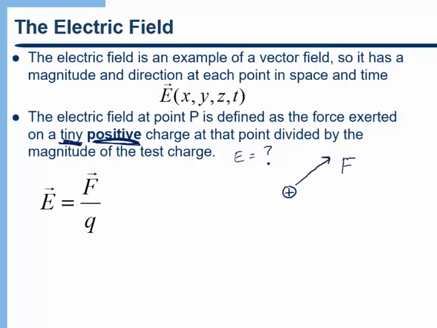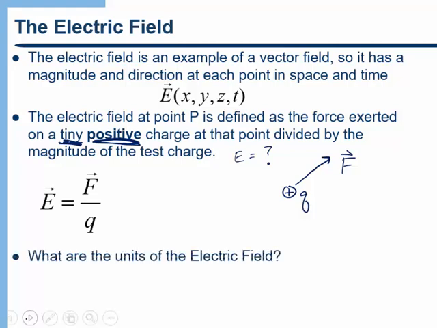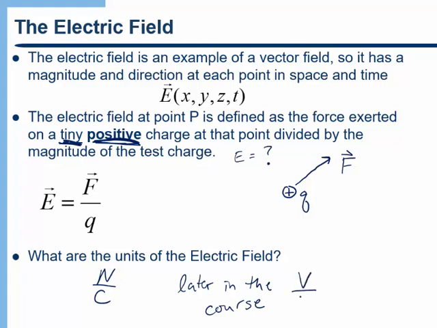Well, if it experiences a force when placed at that point in space, then we know there is an electric field at that point in space, and we define the electric field as that vector force on the charge divided by the magnitude of the charge. You'll notice that from this definition of the electric field, we can see that our units of electric field are newtons per coulomb. I'll just mention that later in the course, we're going to see that another unit for electric field is volts per meter. But for right now, we'll be using newtons per coulomb.